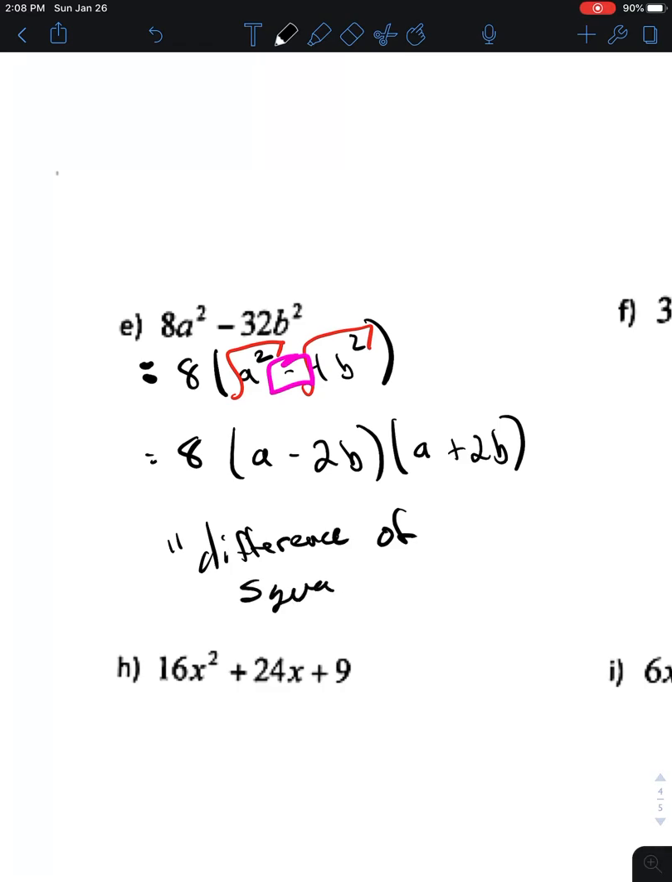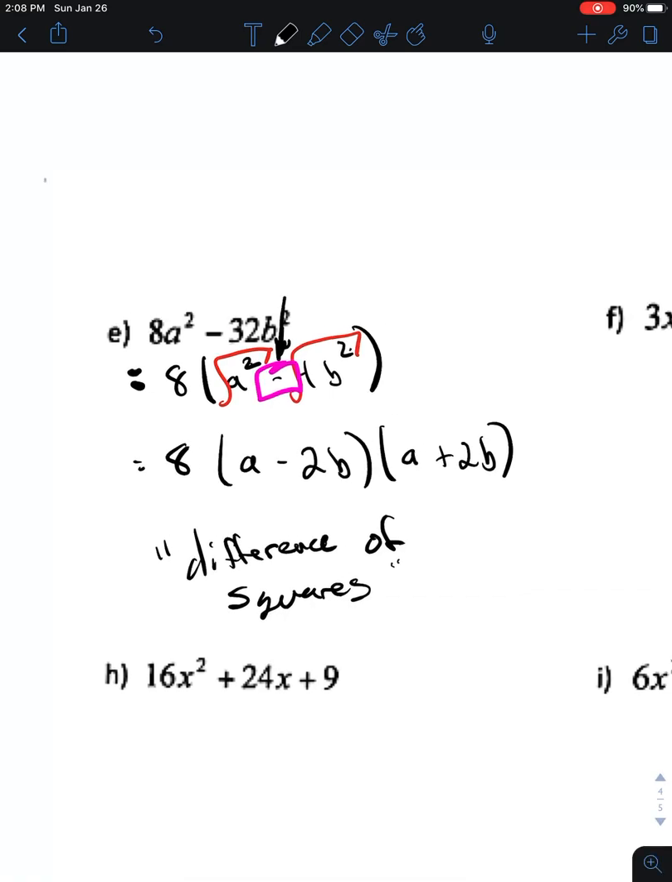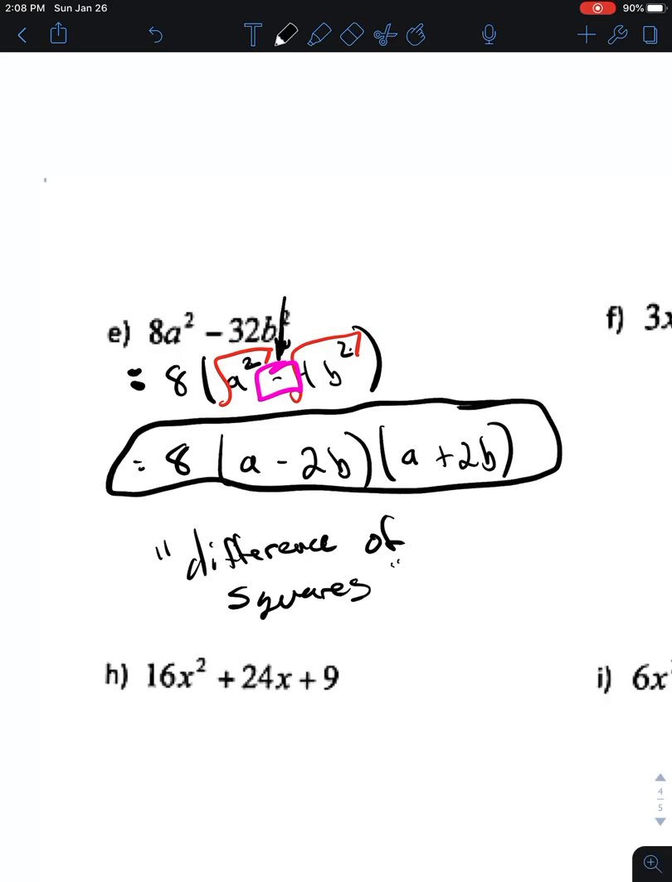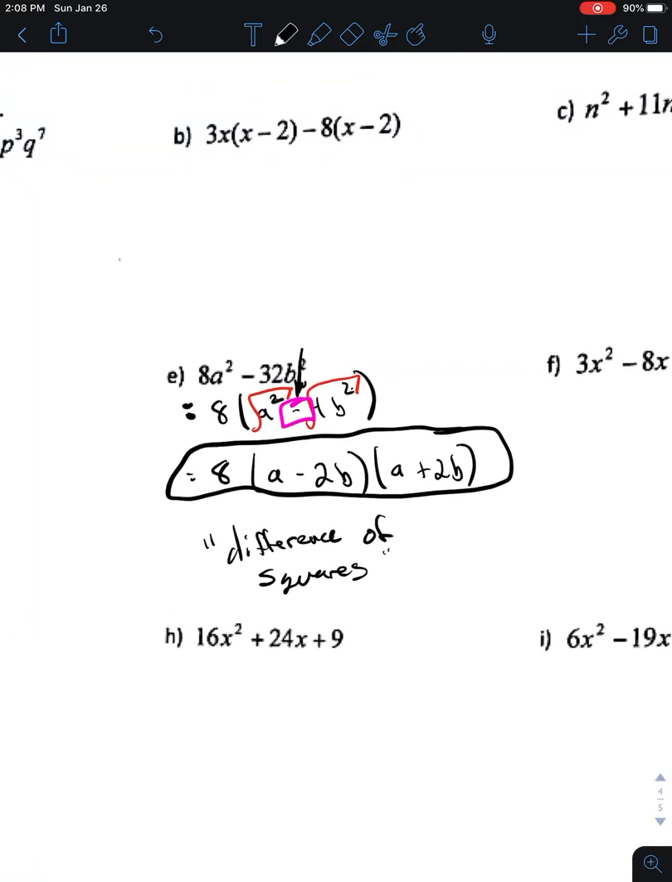This is what's called difference of squares. I see a difference of 2 squares. This follows this pattern every single time you notice that. One is minus, one is plus. That's the answer done. Every time. That only occurs because of the minus in the middle.